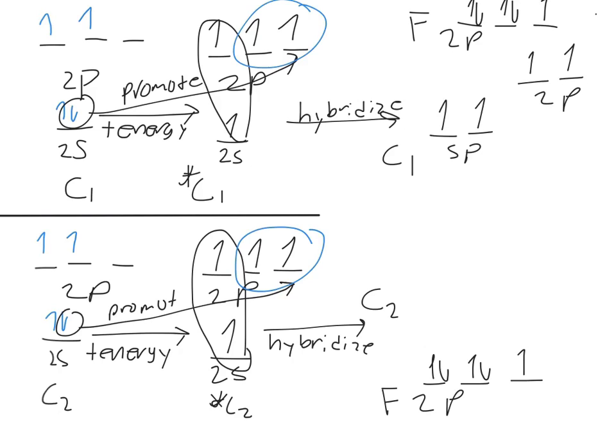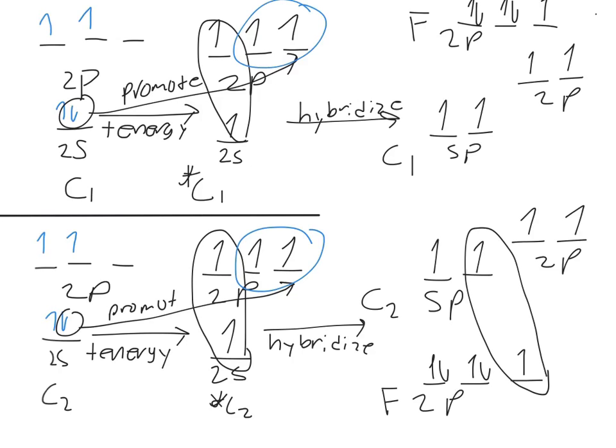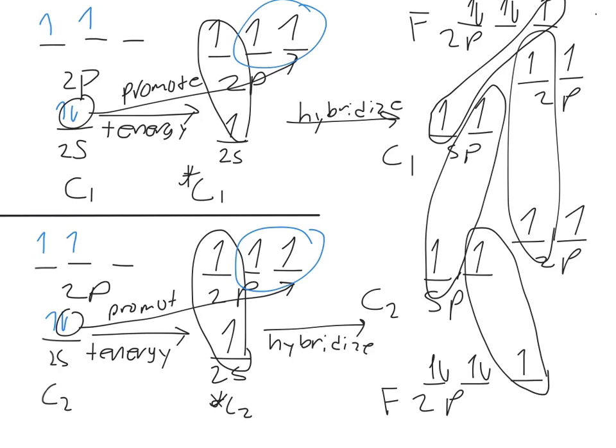Hybridize. The sp. And then the 2p. And 4. So the fluorine is going to bond with this sp. Same thing with the other fluorine. And then the carbon, this is going to be this sigma bond between the sp for carbon and then the other 2p's. So now all 4 are bonded.